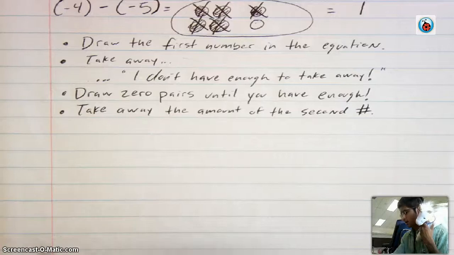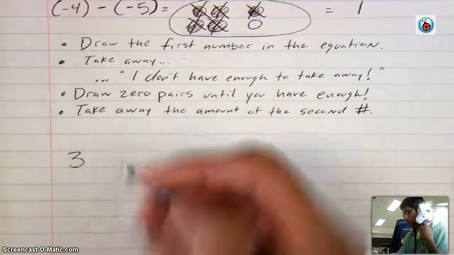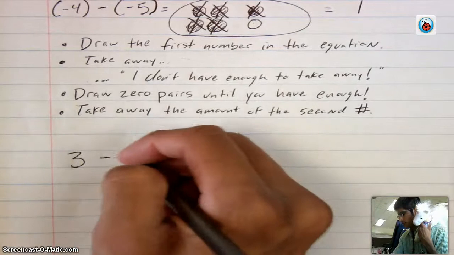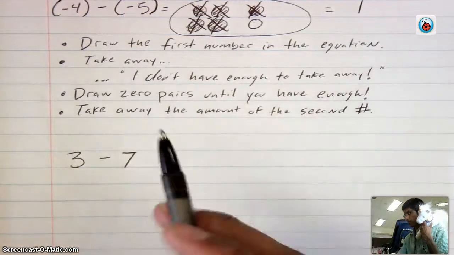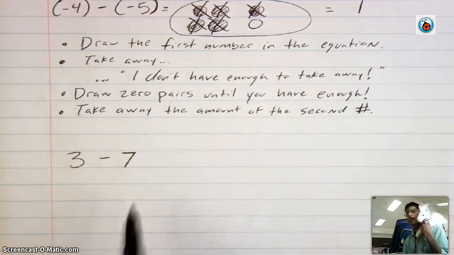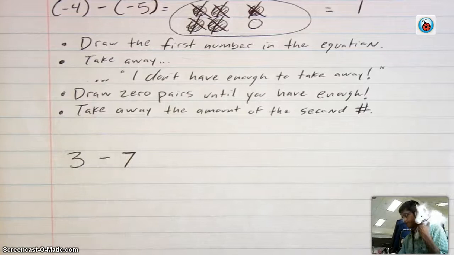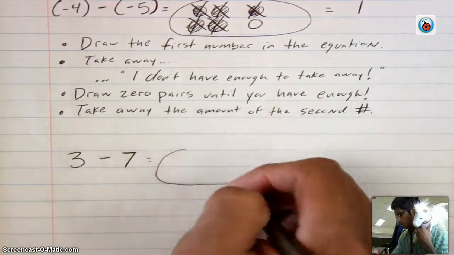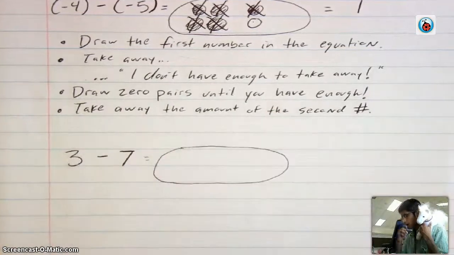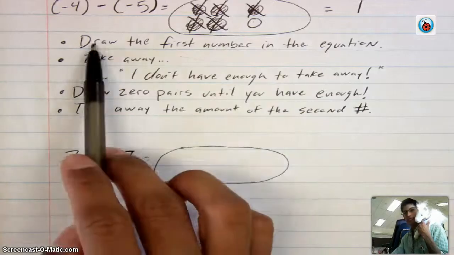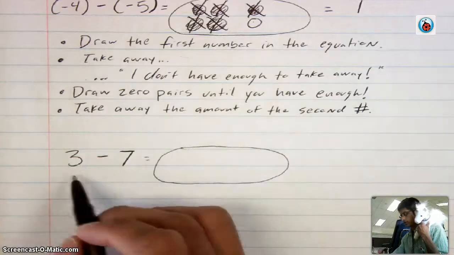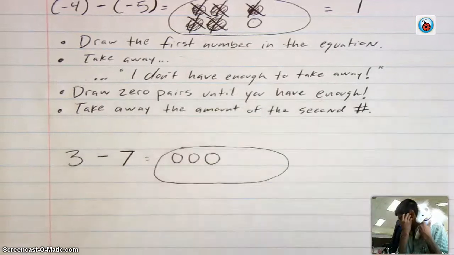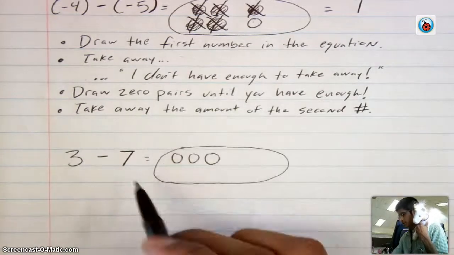So pretend you have 3 rainbows and you want to take away 7 cloudy days. Okay, are cloudy days positive or negative? They're going to be positive in this example. All right, so let's draw this one out. Draw your little workspace here. I'm going to follow the rules. Draw the first number in the equation, which is a +3. So 1, 2, 3. Take away +7.